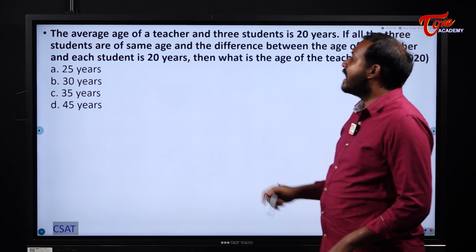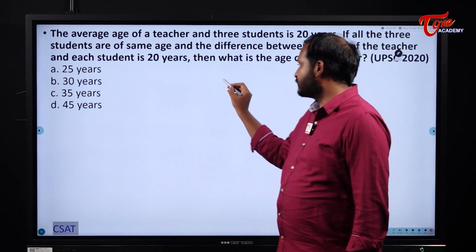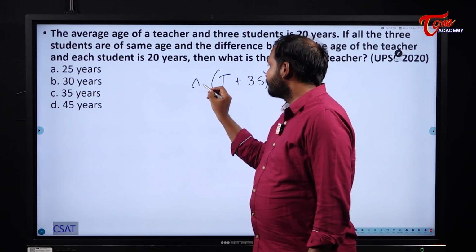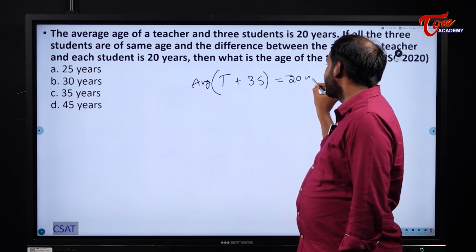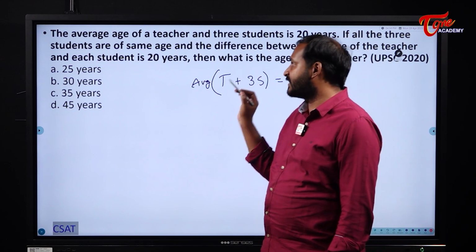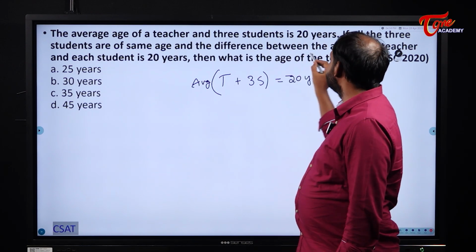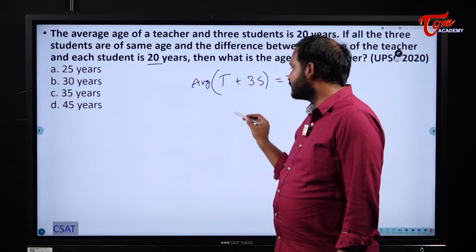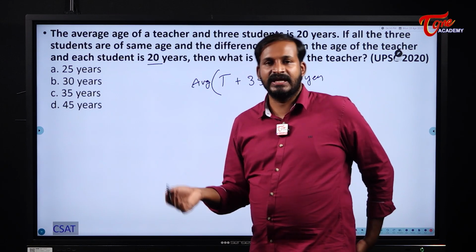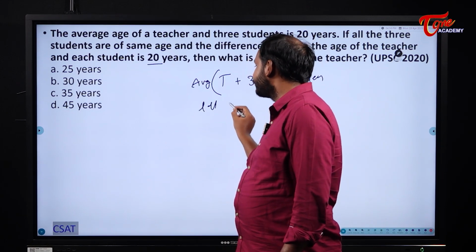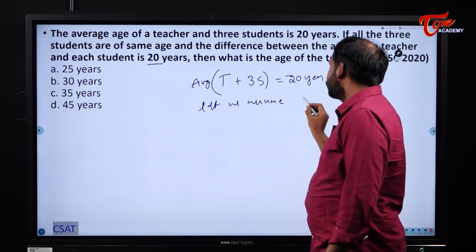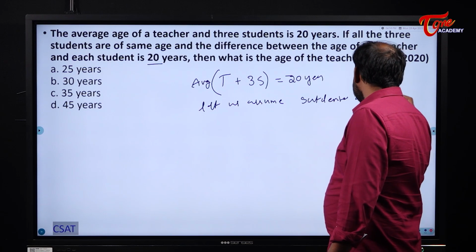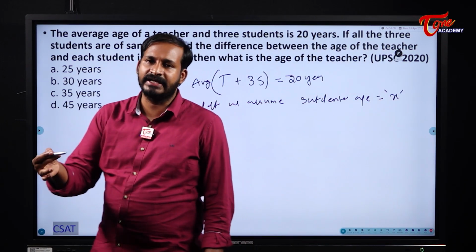Next one. The average age of a teacher and 3 students is 20 years. Okay. Teacher plus 3 students, average is 20 years. If all the 3 students are of the same age and the difference between the age of the teacher and each student is 20 years. Now see here, what they are telling is all the students are of the same age. Let us assume one student's age is x. That means all the 3 students' ages will become x, x and x.